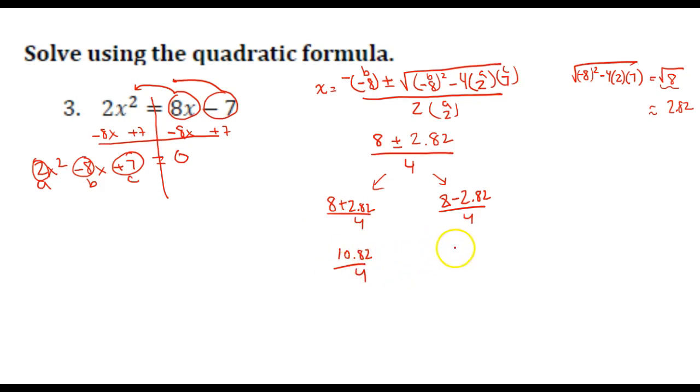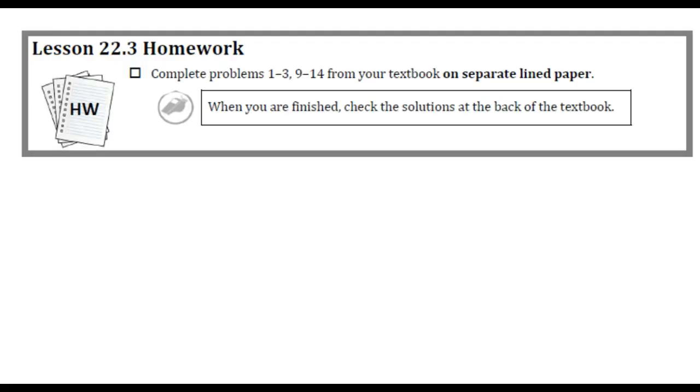Work this out if you need to. Pause if you need to figure out what that would be. And about 5.18 divided by 4. Let's continue to work this out. Pause if you need to. What would that be? About 2.705. Or if I divided this one out, about 1.295.